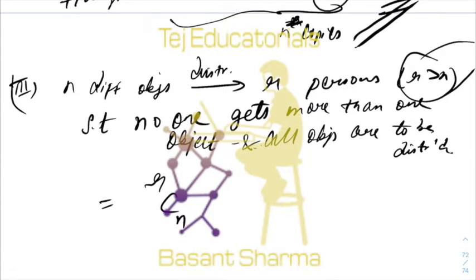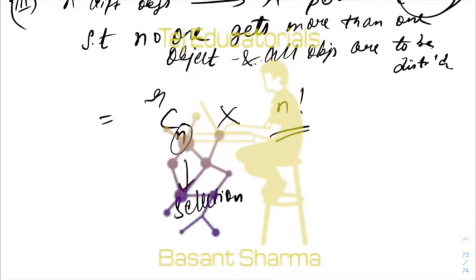Now what you will do is, first of all, out of the R persons, you will select the n persons to whom those n different objects are to be given. Once you have made the selection of those n people, you can distribute those n different objects amongst those n persons using the first point that we did. So this is RCn into n factorial.